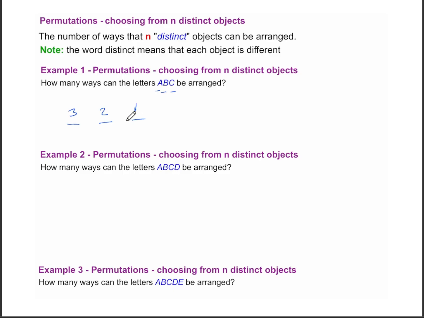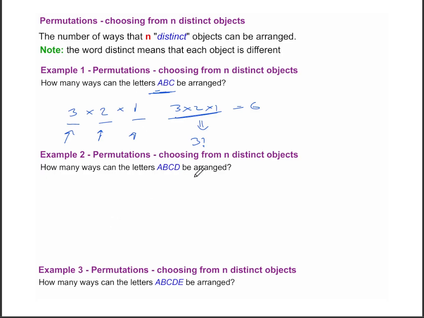Now remember what we said. There are 3 ways of choosing the first seat, 2 ways of choosing the second seat, and 1 way of choosing the last seat. So if you want all seats together, what you're going to do is multiply them to each other. Therefore, how many ways can the letters A, B, C be arranged? That's going to be 3 times 2 times 1, which is going to be 6. And remember what this is? We just learned in the previous slide. It is 3 factorial.